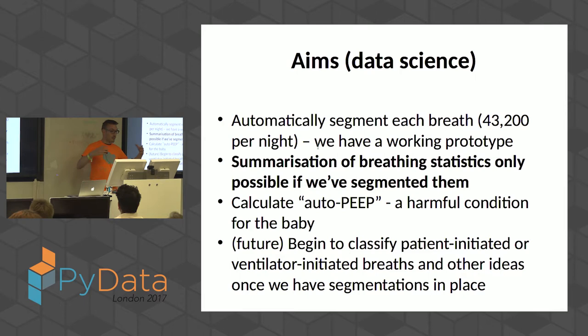So what are the aims in this project from a data science perspective? Well, babies breathe very fast. They take a breath approximately once every second. So overnight, that's 43,000 breaths. So those curves that you saw, there are 43,000 of those every night per baby. A doctor cannot sit there and analyse all of these to see which ones look good and which ones look bad. And yet they need to have some high-level summary that the baby is breathing correctly on the ventilator machine.